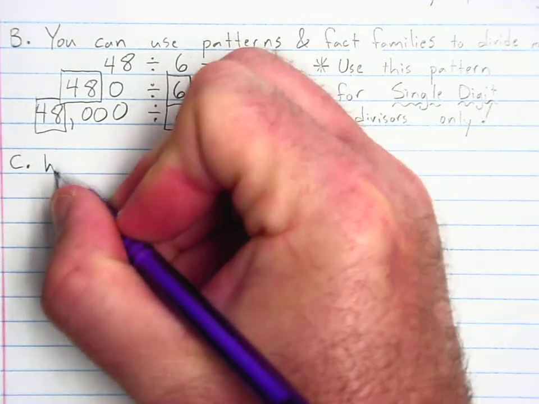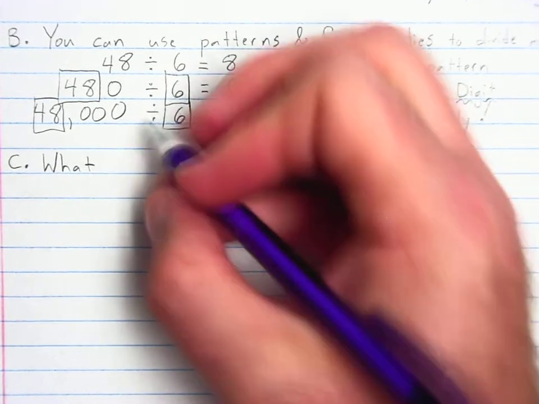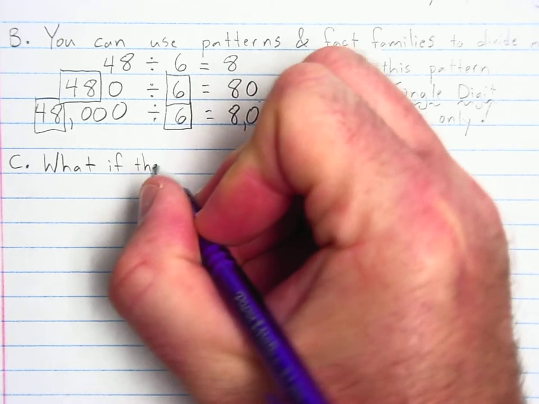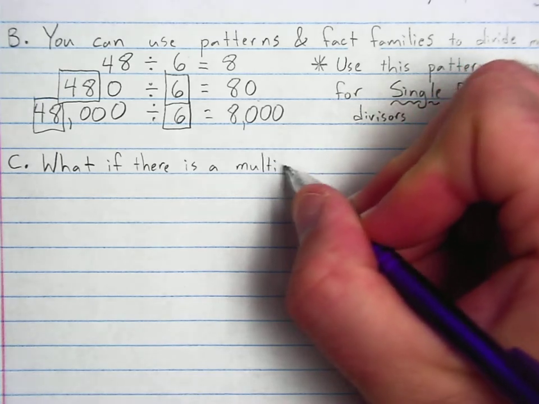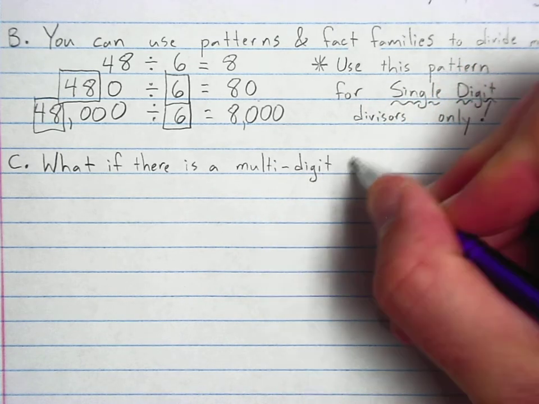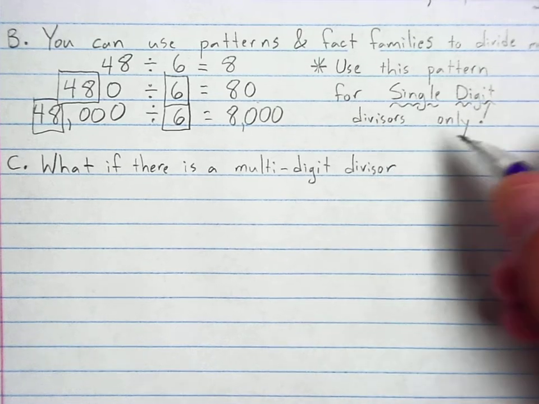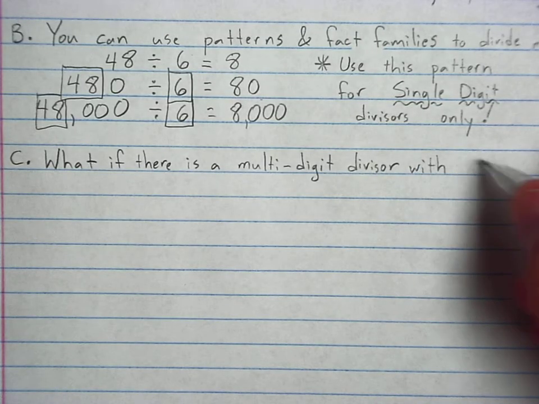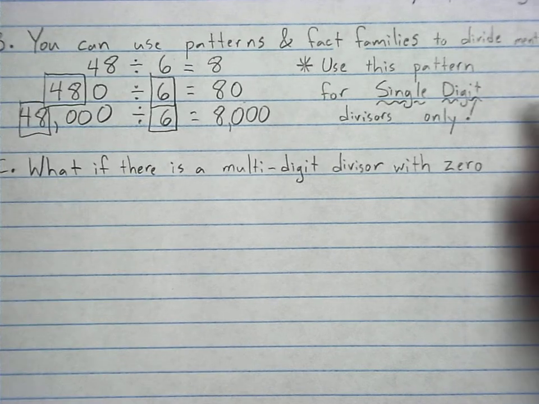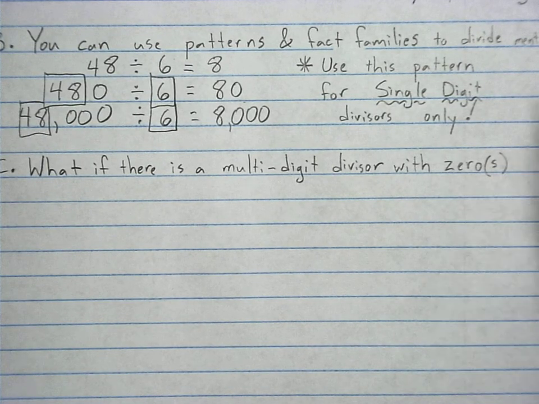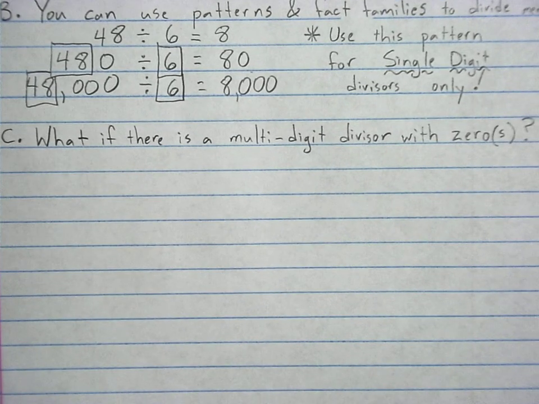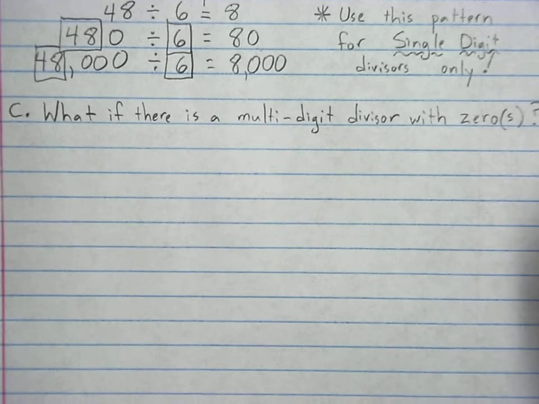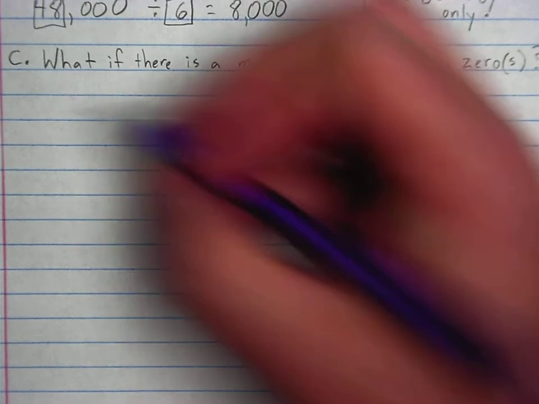All right, so what if there is a longer, multi-digit divisor with zeros, possibly multiple zeros? What do you do if there's a multi-digit divisor with zeros? Again, it has to have zeros, has to be a multiple of 10. Let's take a peek. Step 1.